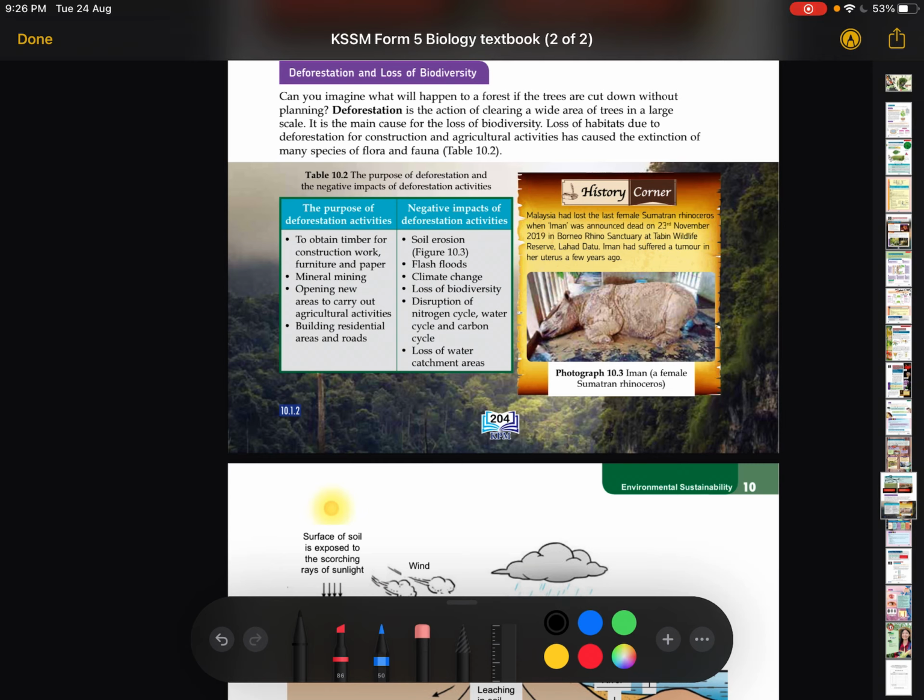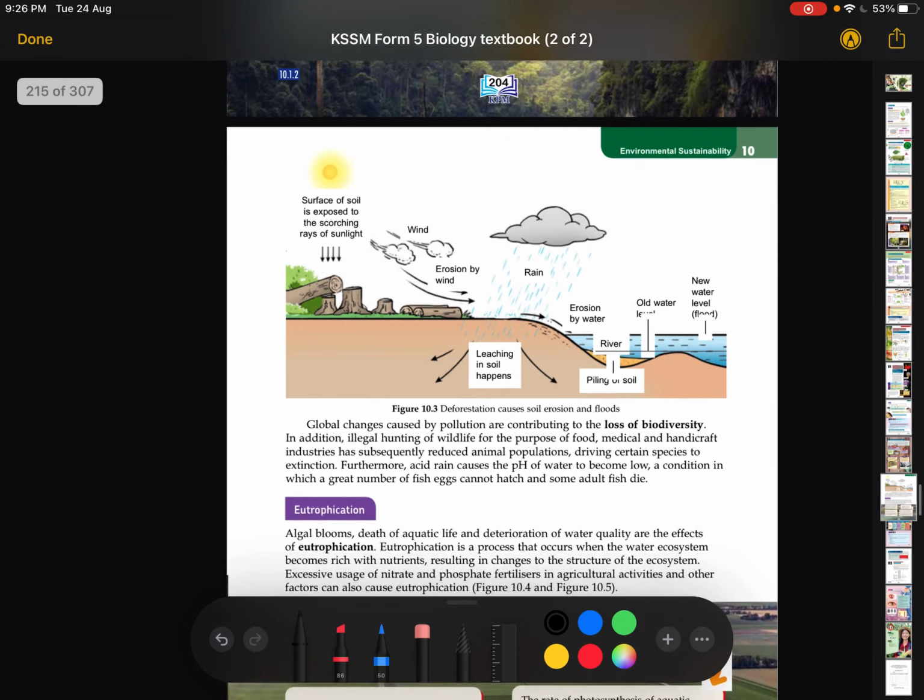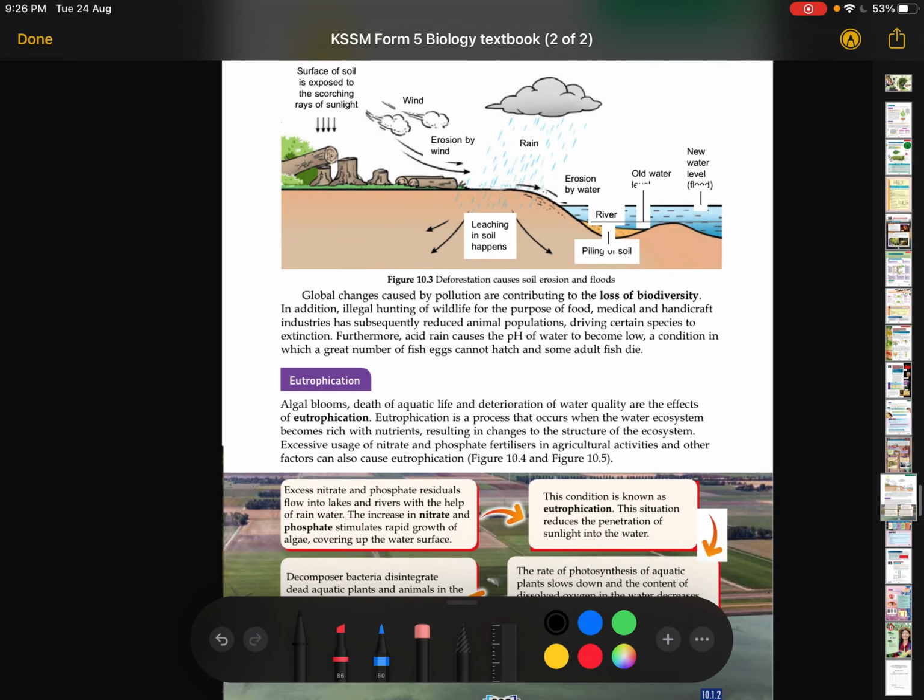For example, if you cut down mangrove trees, then there won't be any water blocking the air. If you cut down mangrove forests, then there will be no natural barrier. So floods will occur easily, for example.